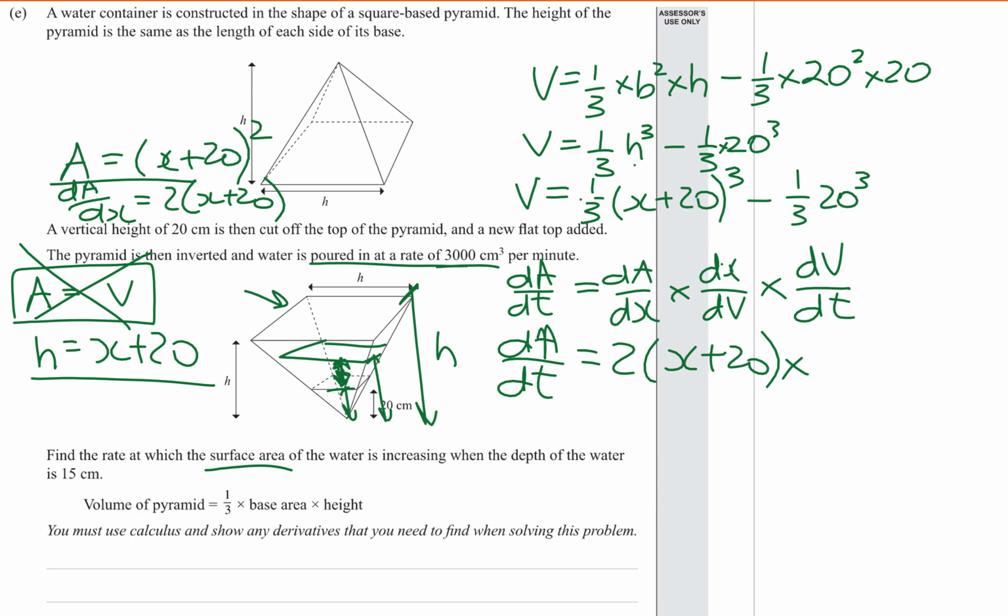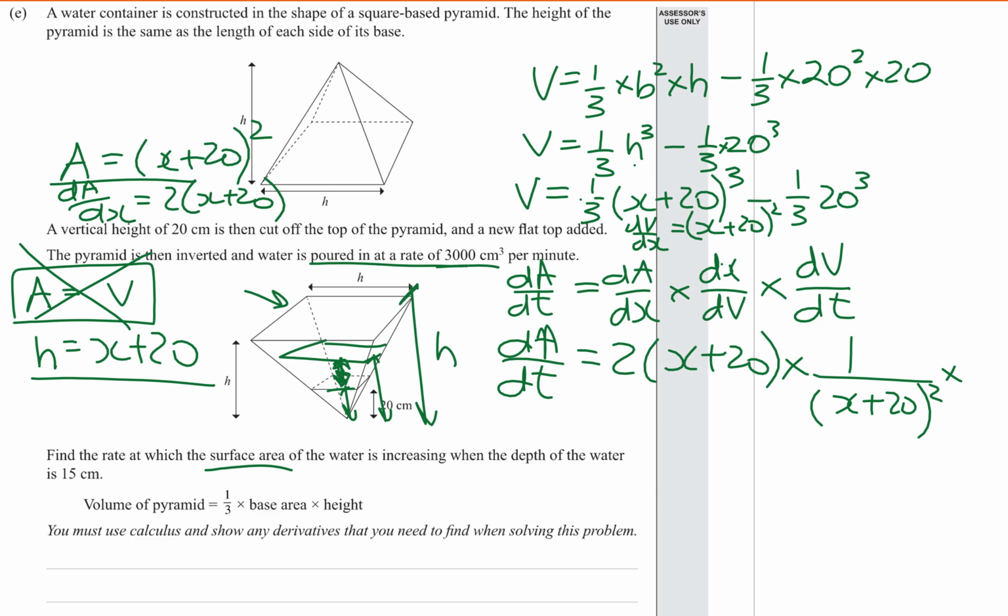dA by dv. We need to differentiate dv, don't we? I'm running out of space. So dv by dx is x plus 20 all squared. Happy with that? A third times a 3 makes it 1. Yep. So that's going to be 1 over x plus 20 all squared.